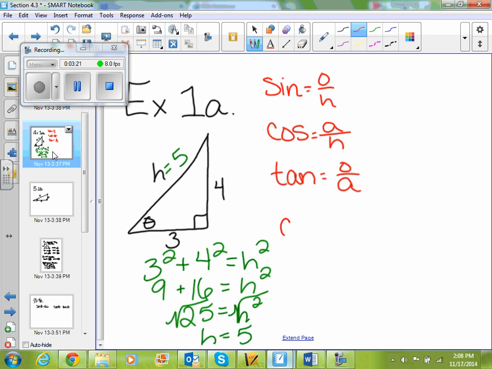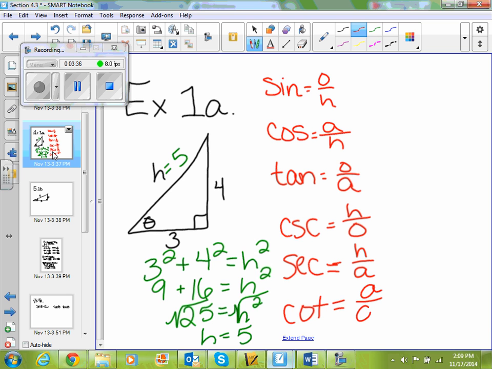Once I know that, I can figure out my 6 trig functions. Cosecant is the inverse of sine, so hypotenuse over opposite. Secant is the inverse of cosine, so hypotenuse over adjacent. Cotangent is the inverse of tangent, so adjacent over opposite. Plugging in, my opposite side, the side furthest away from the angle, is 4, and my hypotenuse, we just figured, is 5. So sine is going to be 4 over 5.